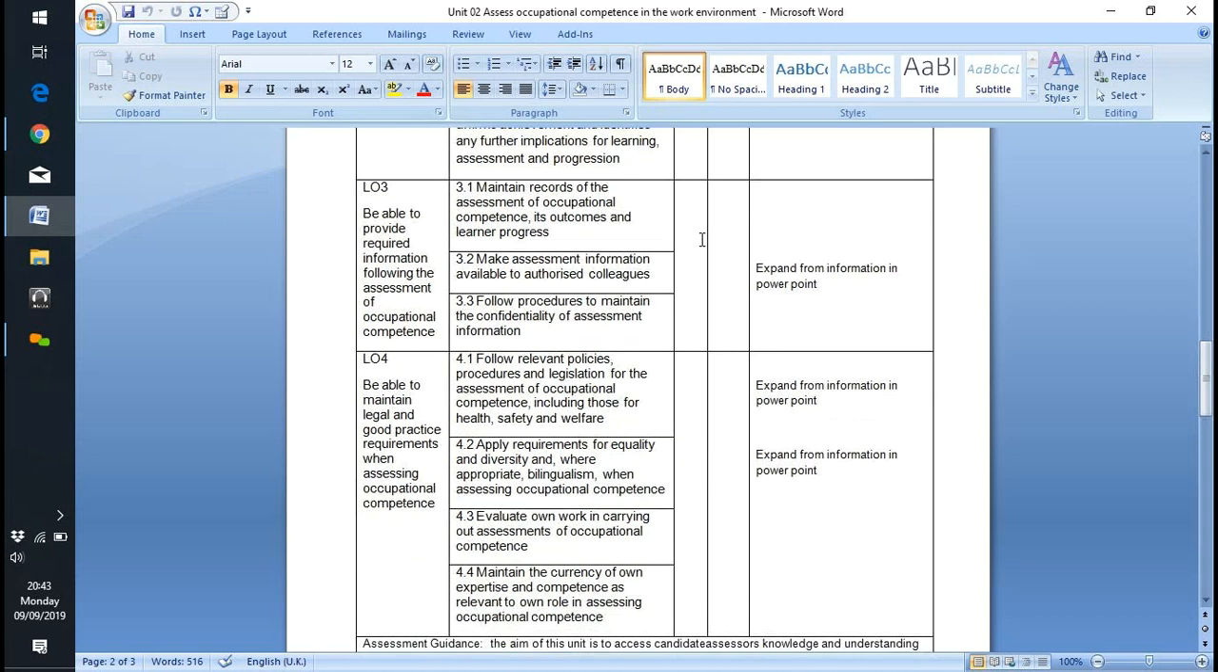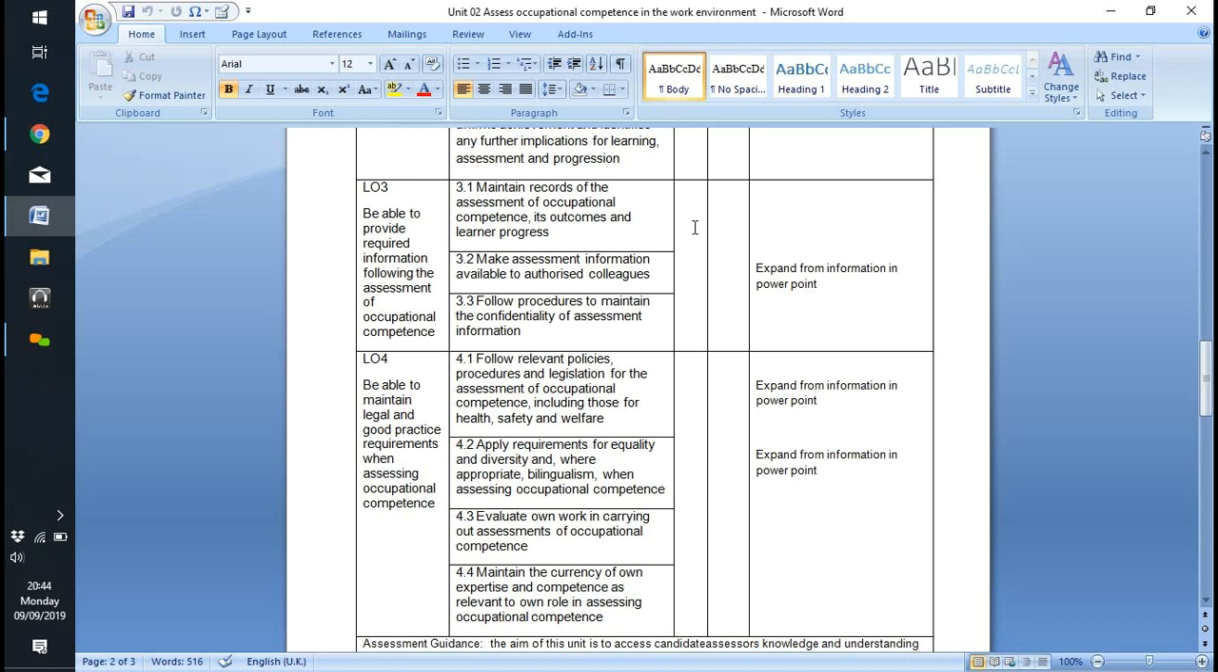Again, make assessment information available to authorised colleagues. Can you see the language is more black and white? It doesn't mean all colleagues, it's people who actually understand. So it's make information available to authorised colleagues, and really you've only got 1 or possibly 2 authorised colleagues. One is your IQA and the other one is the tutor if you've not done the teaching and are just doing the assessment. Make a note of that.